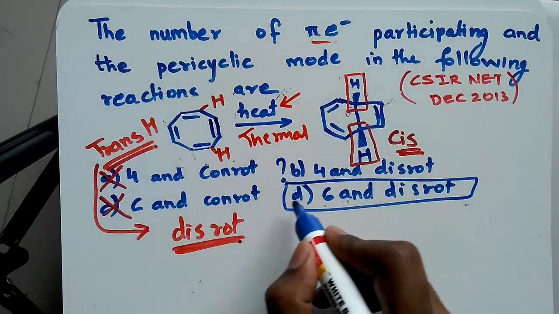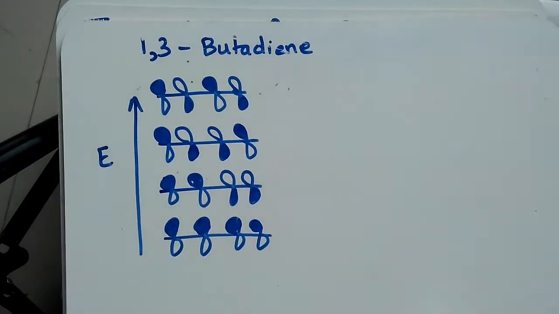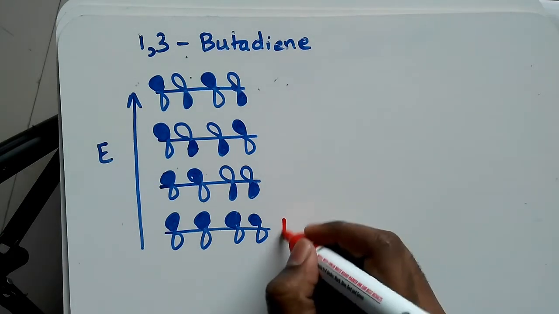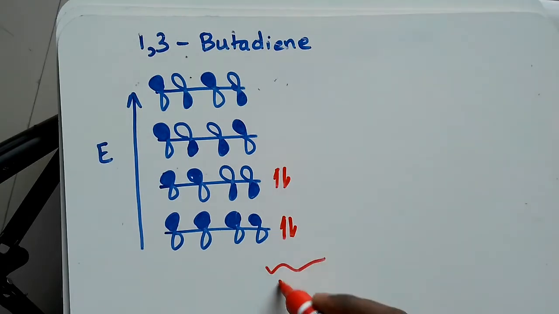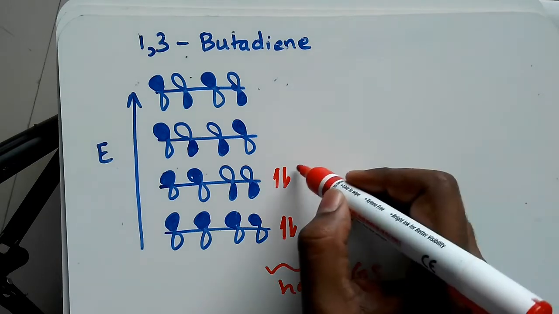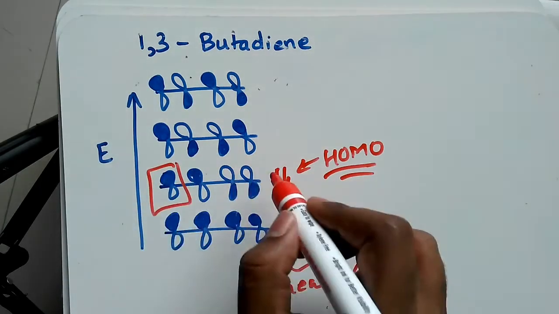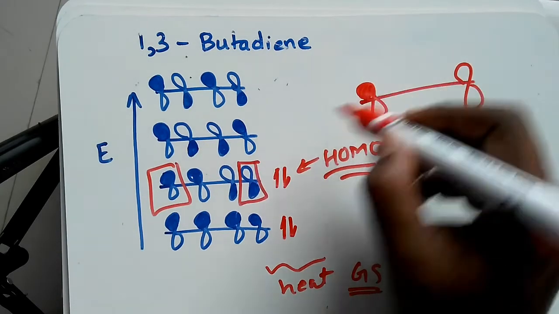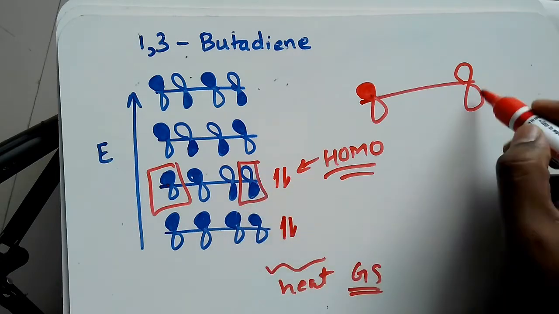What about the 4 and disrotatory motion? We'll check. For the 1,3-butadiene case, this is the molecular orbital, and the 4 electrons that we have to distribute are in 1, 2 and 3 and 4. Since we are checking for heat condition, it is the ground state HOMO that we have to check. So this is the HOMO that we are looking for. What are the phases of the end carbons? This carbon has the positive phase on top, and the end carbon has it below.